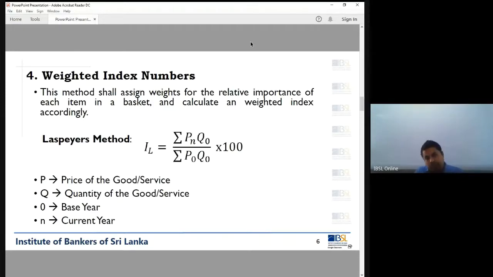Laspeyres and Paasche are some of the most commonly used methods, where they can cater to both changes in prices and quantities of your basket of consideration. Both have a similar method of calculation, with a minor difference in whether you're looking at the base year's prices and quantities or the current year's prices and quantities.